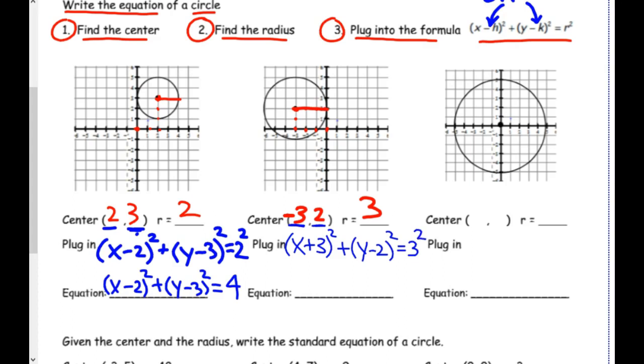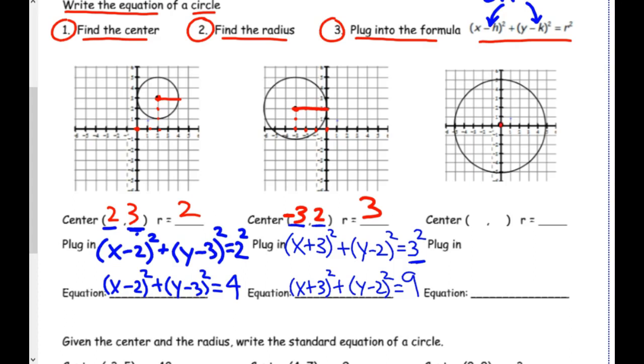So what do I write? I write the same thing. But 3 squared is what? 3 times 3 is 9. All right, good. Is this a little easier? Yes. Okay, next one.